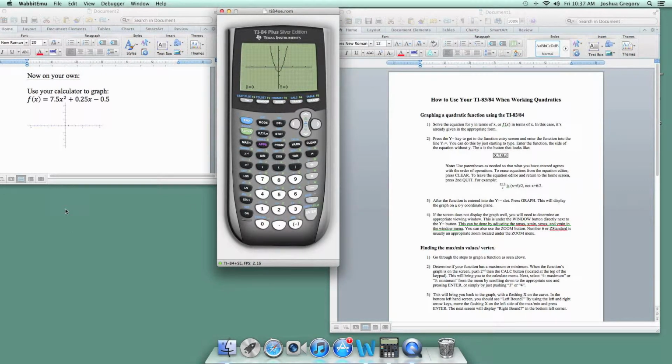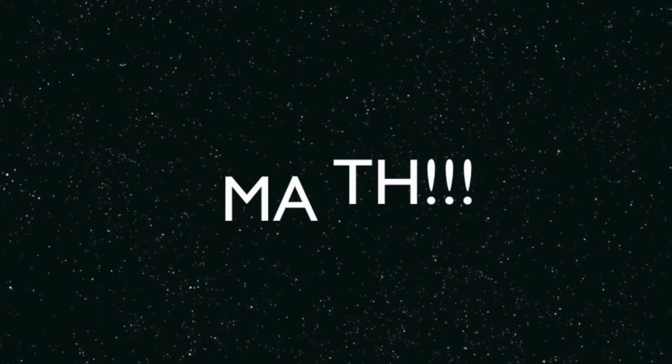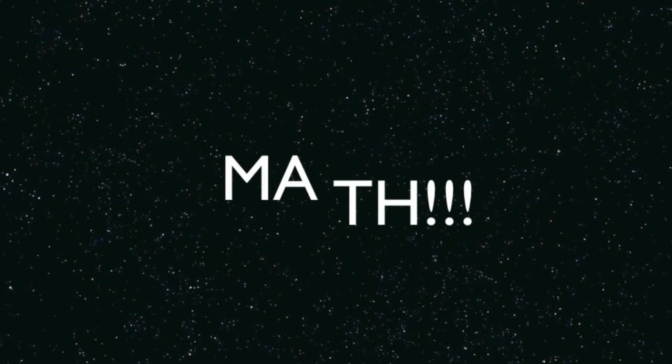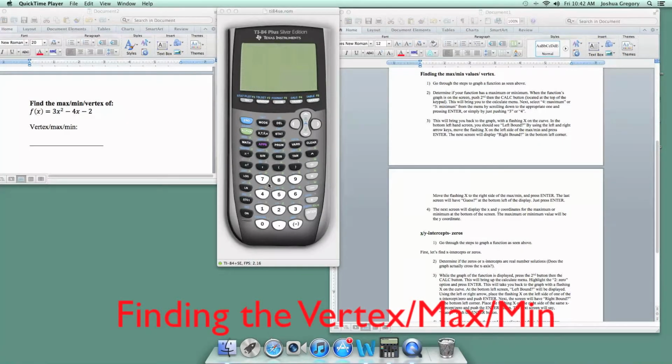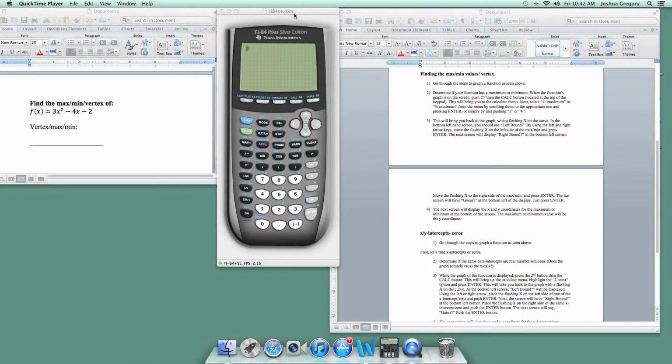What we're going to do next is we're going to find our max and min values. Now class, we're going to find our max or min value or locate the vertex on the quadratic. Those two things are the same thing. We're going to use our calculator to do that. So to show you how to do it, I am going to use the same function that we used earlier. As you notice on the handout, the first step says go through steps to graph a function as seen above. So we're going to do that again.